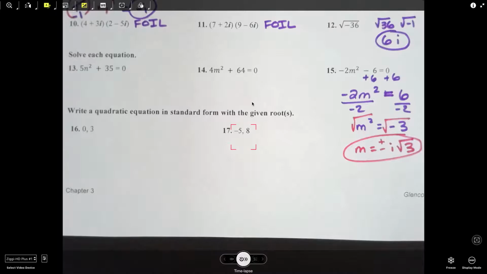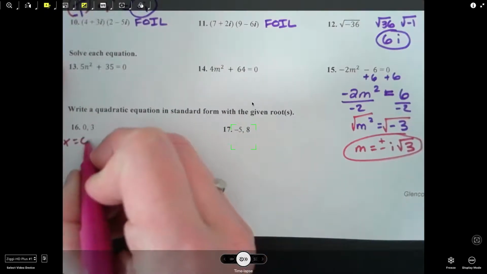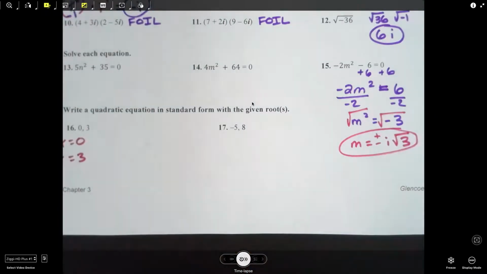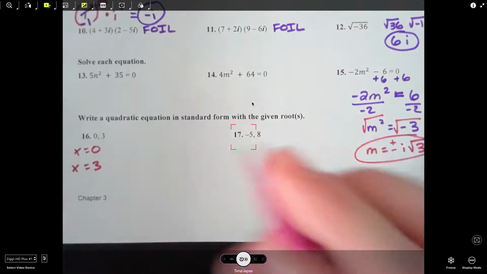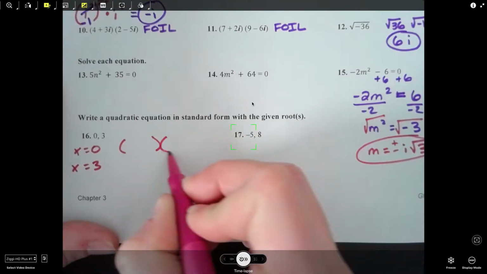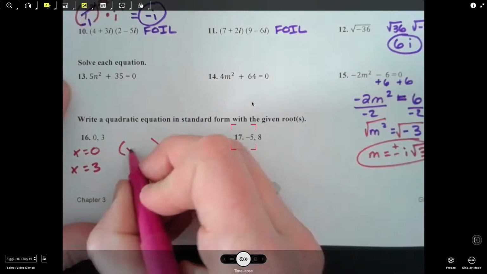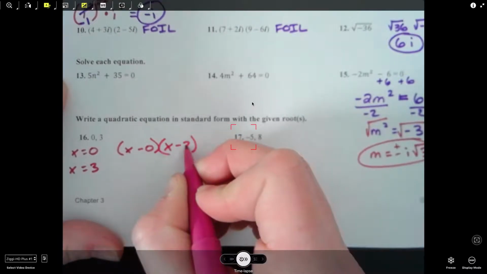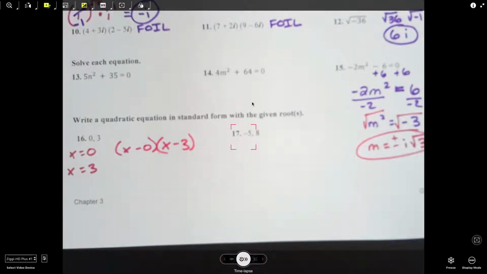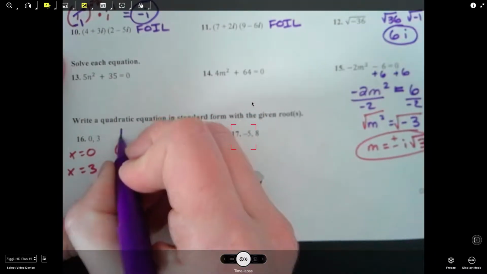I'll do 16. So this means that x equals 0 and x equals 3. What do they look like as the factors? X minus 0, x minus 3. Now what do I do? I'm working backwards. To put it back together, I FOIL.